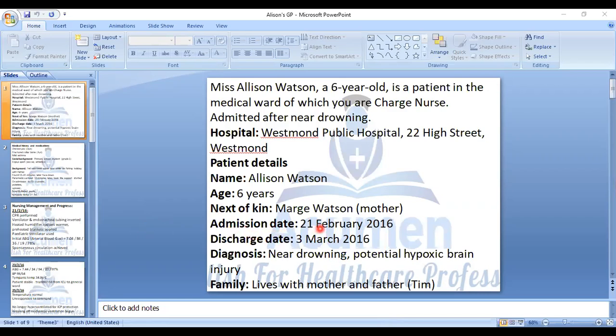Near drowning was the diagnosis, and the patient had potential hypoxic brain injury. Though social background and medical history is given, as I told you, our purpose here is not to write about the background medical history. So the current history is that she fell into a freshwater lake and was found 15-20 minutes later, and then paramedics arrived 10 minutes later. Basic life support was given, and on admission, these are the symptoms that she presented.